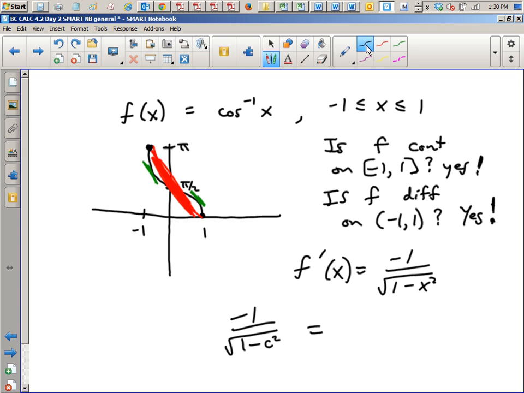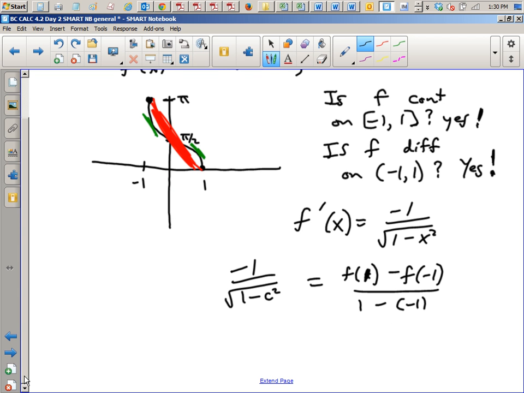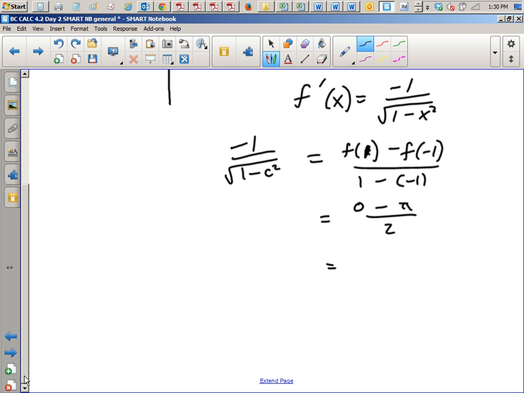All right. So you can show all your work here if you want. You could do f of 1 minus f of negative 1 over 1 minus negative 1. Or if you know your pre-calc graph really well, this is the point negative 1, pi, and that's the point 1, 0. So it's basically down pi over 2. So this is negative pi over 2 slope. But I'll go and show the work. F of 1 is 0. F of negative 1 is pi. 1 minus negative 1 is 2. So this is negative pi over 2 on this side.